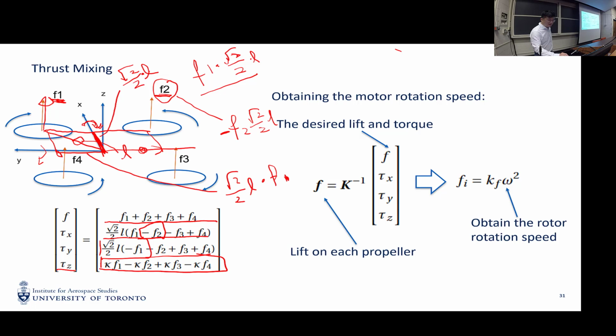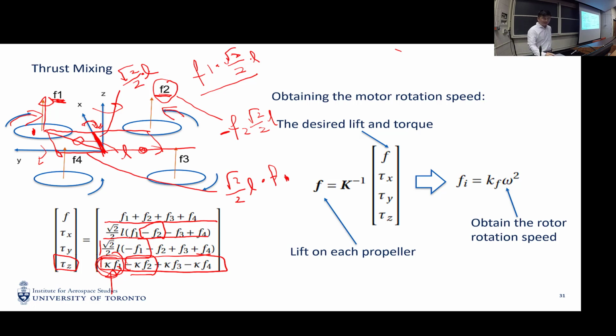Then the net torque around the z-axis is actually the torque on each rotor, as a linear function of the lift. So, for example, if rotor number 1 spins in this direction, it creates a positive torque, and rotor number 2 spins in the opposite direction, then it creates a negative torque. And the combination of the 4 torques is the total yaw moment.